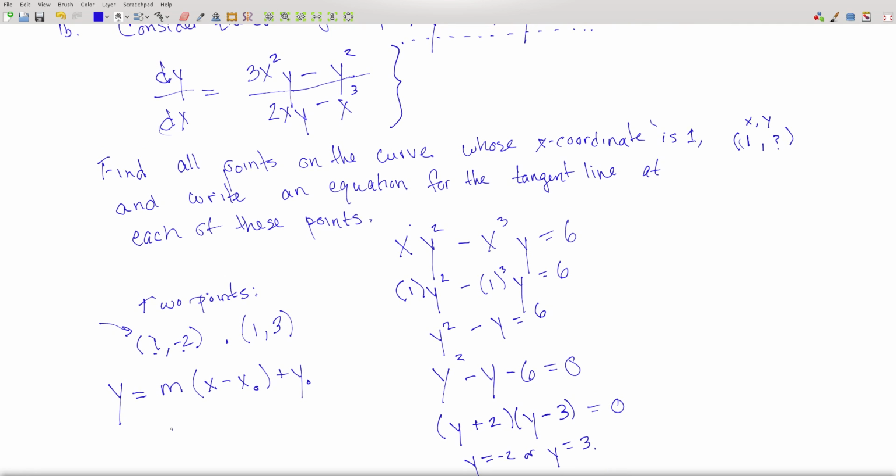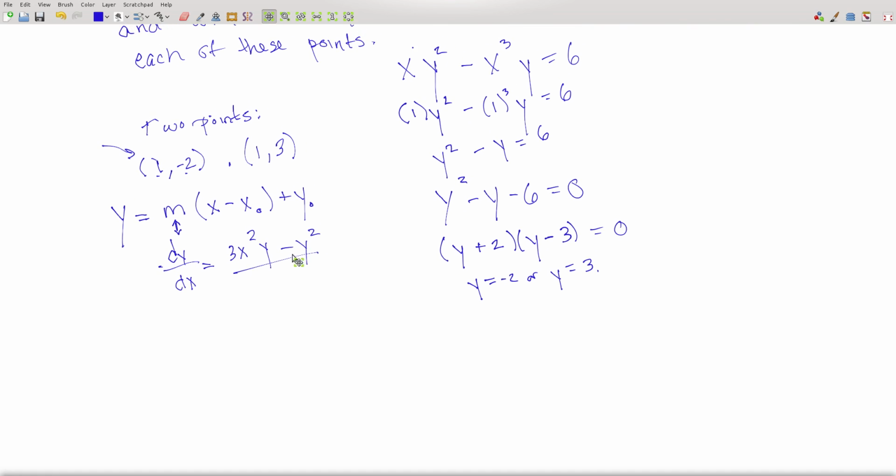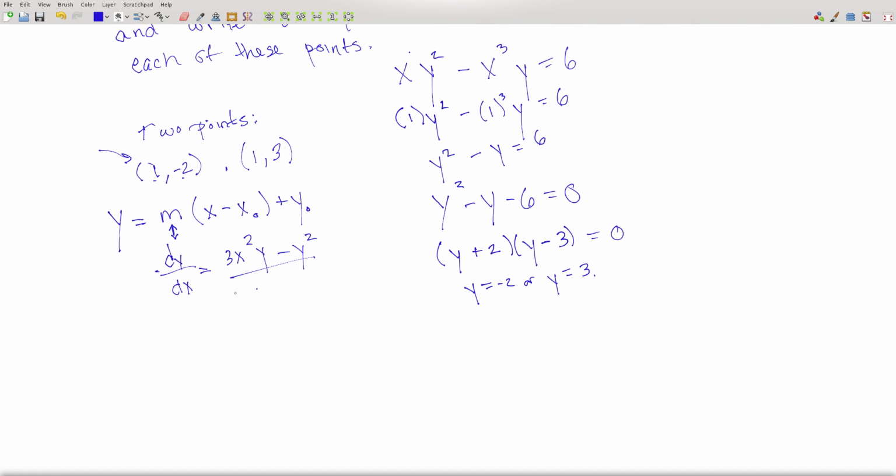So let's see. I'm using my derivative here because I want to know, what is this m supposed to be? Well, it tells us that dy/dx is equal to (3x squared y minus y squared) over (2xy minus x cubed). And we're using this point. So the x is 1 and the y is negative 2. Let's simply plug those values in.